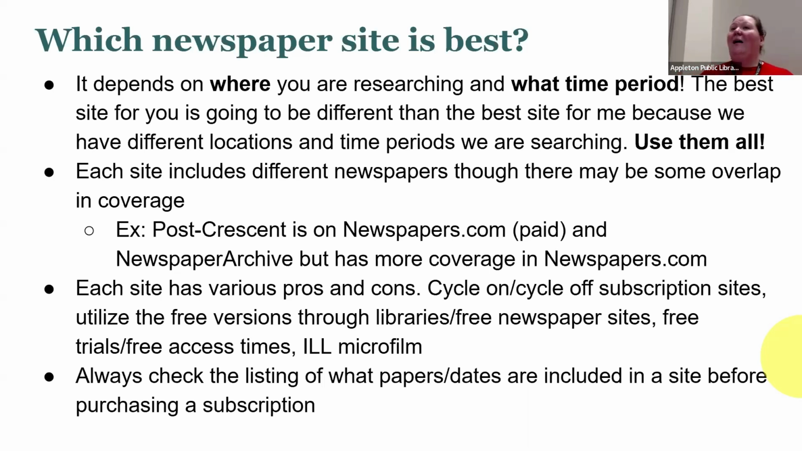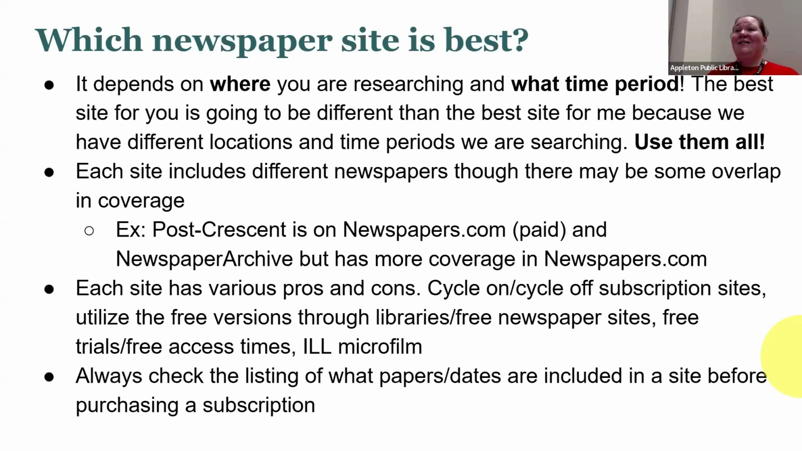There might be a little bit of overlap in some of them, like the Post-Crescent is on newspapers.com and Newspaper Archive, but there's more coverage on newspapers.com, which is the paid edition. Again, each site has pros and cons. It can get costly for those paid subscriptions. So what I always do is I cycle on, cycle off. I might pay 6 months for a certain site and then not have my subscription for a year or two, and buy a different subscription in the meantime when I don't have a subscription to newspapers.com.